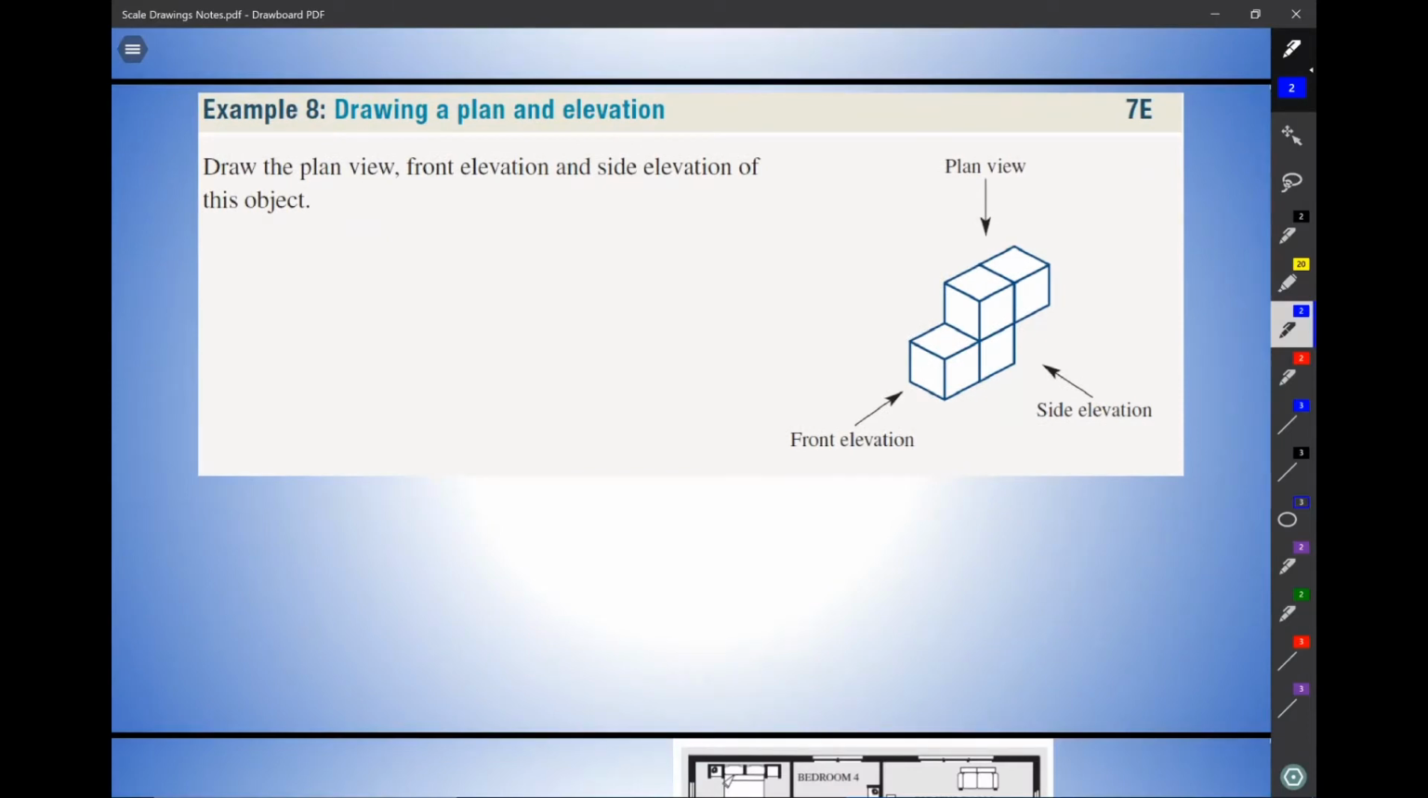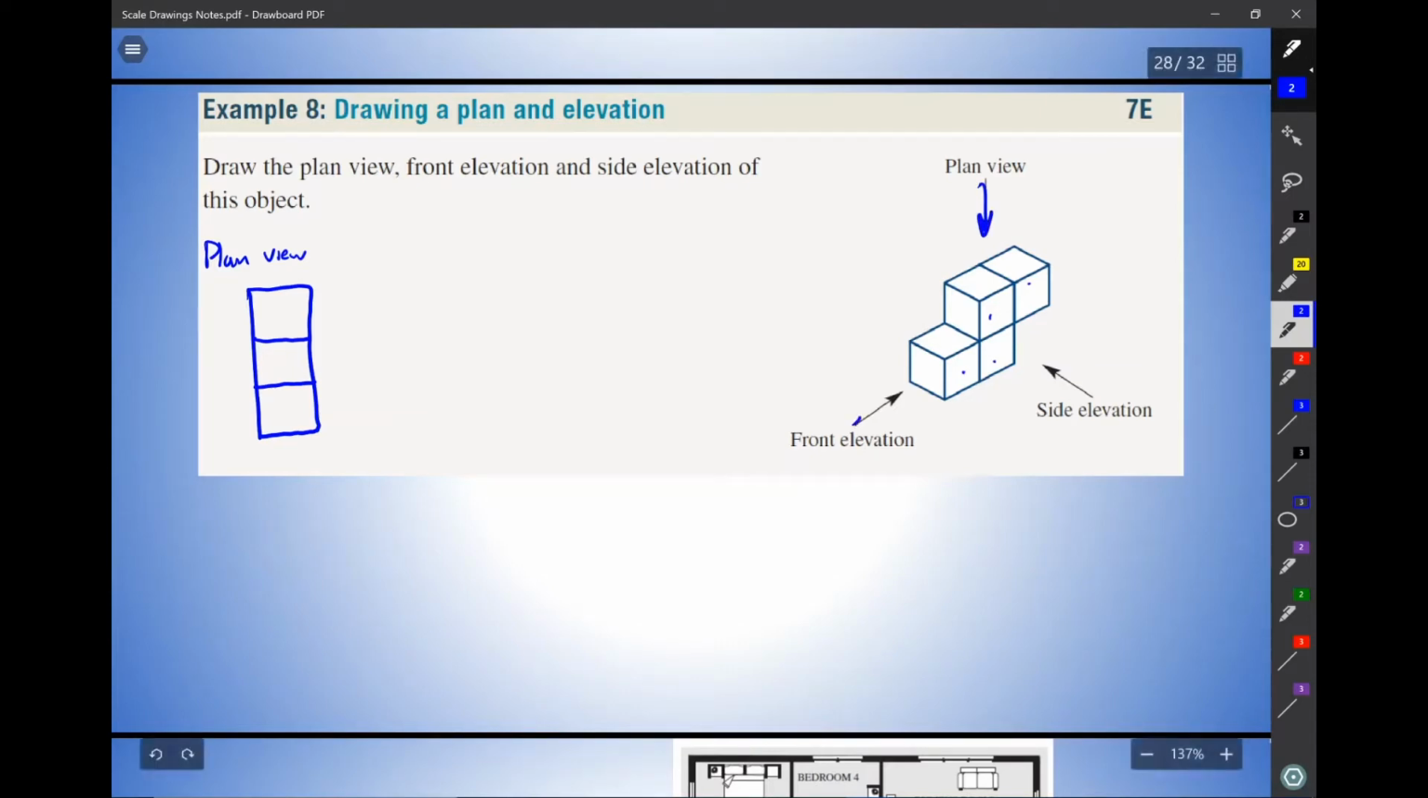Let's look at drawing these things from a basic shape. Okay, so we have this stack of 4 blocks here. What does it look like from the top down? From the top down, all you would see is a lineup of 3 blocks. That's the plan view. Okay, that is the view you would see if you were looking down this arrow.